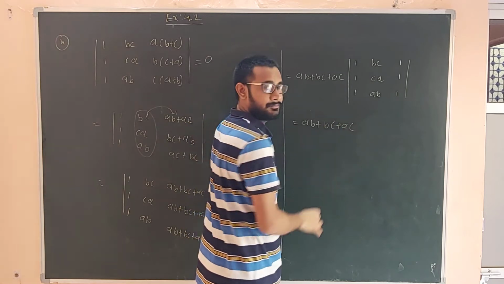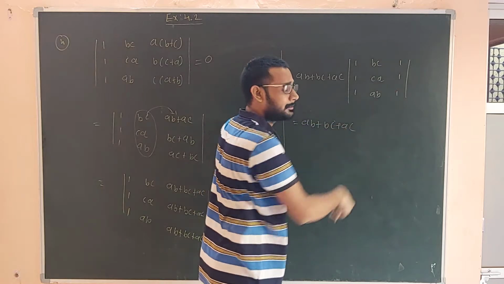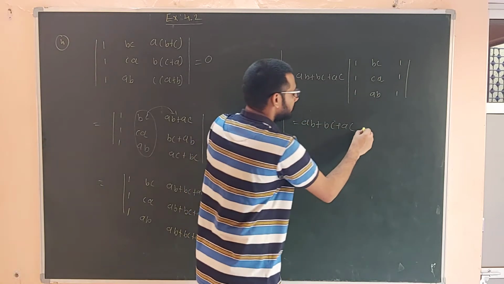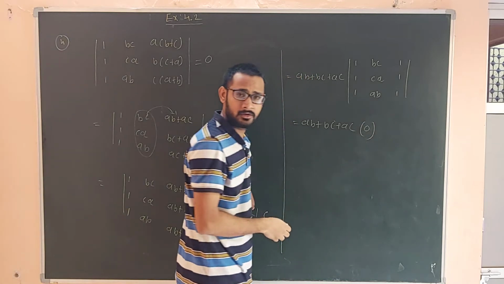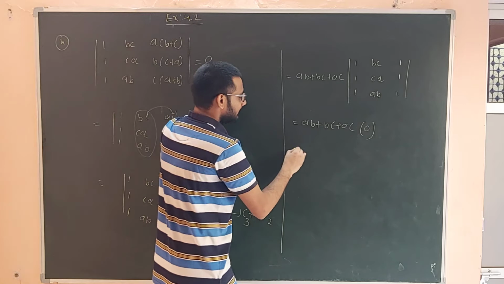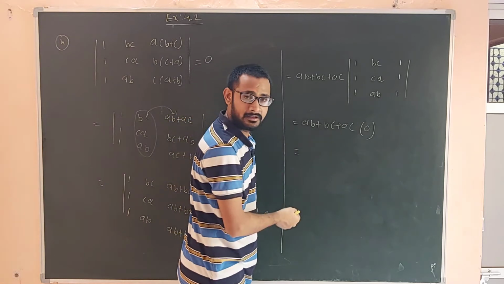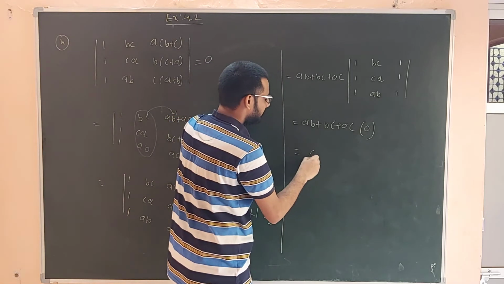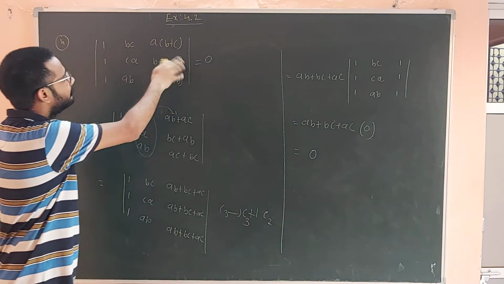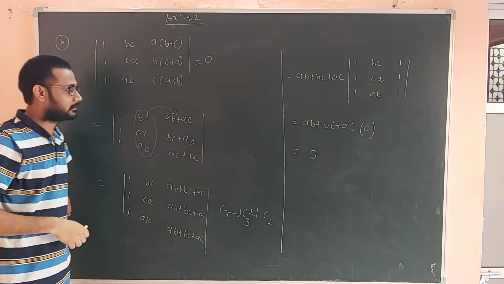plus AC. Now here column 1 and column 2 are the same. So clearly the value of this determinant is 0. We can write 0 here because column 1 and column 2 are the same. So AB plus BC plus AC is multiplied with 0, then the whole product is 0. So the value of this determinant is 0.